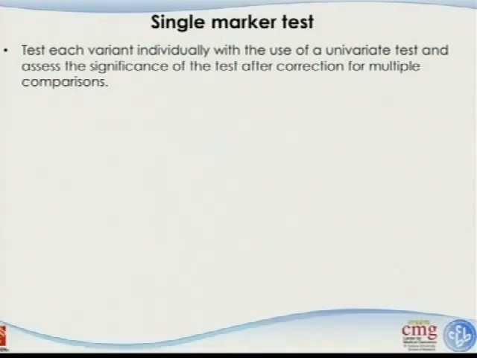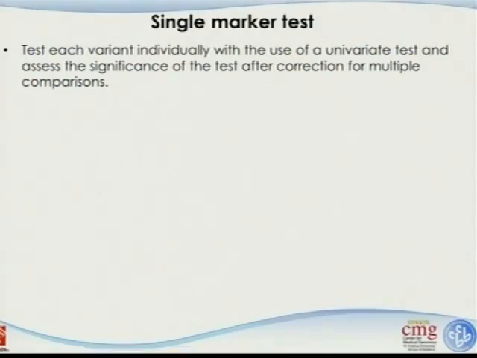Okay, to do the statistical testing after you identify so many variants, the first one is the single marker test. Basically, it's very simple. It just tests each variant individually using a univariate test and assesses the significance of the test after doing the correction for multiple hypothesis testing.